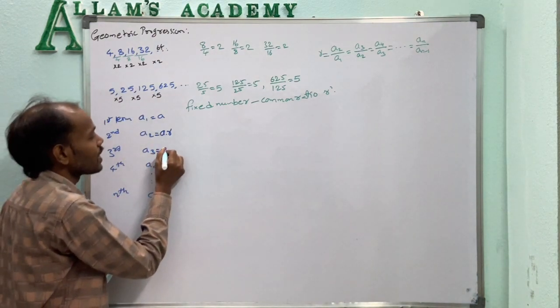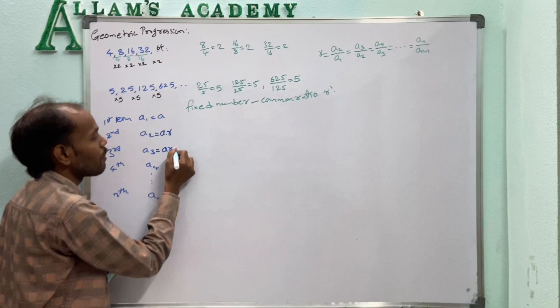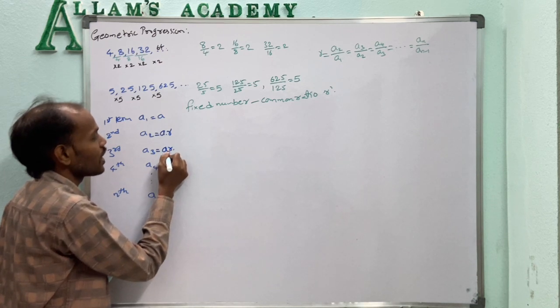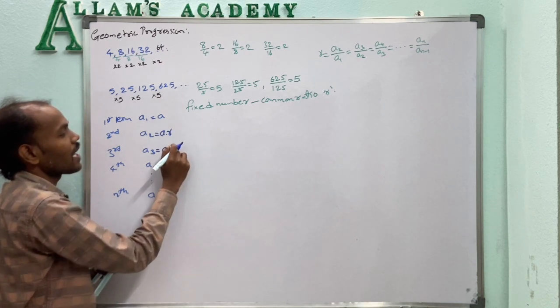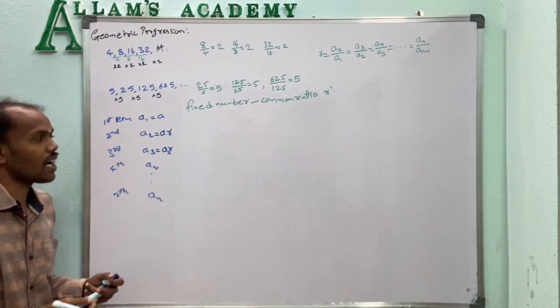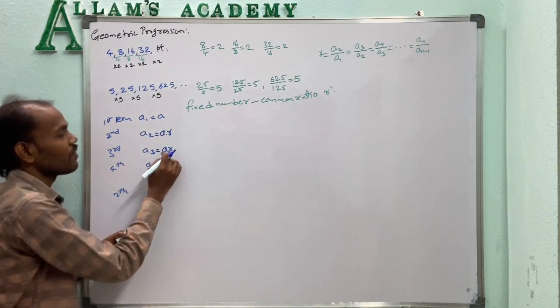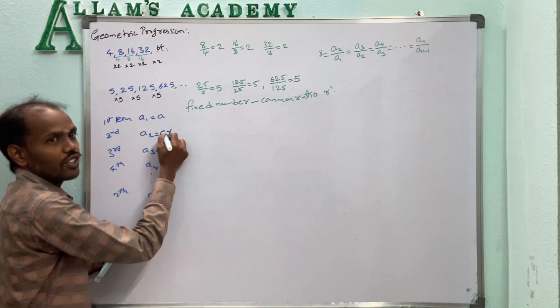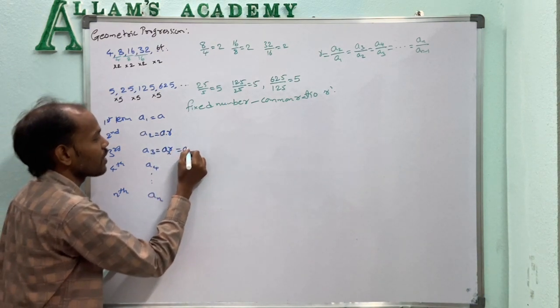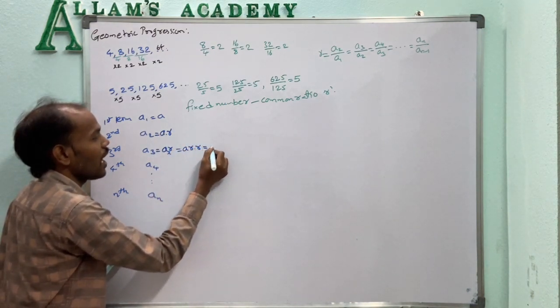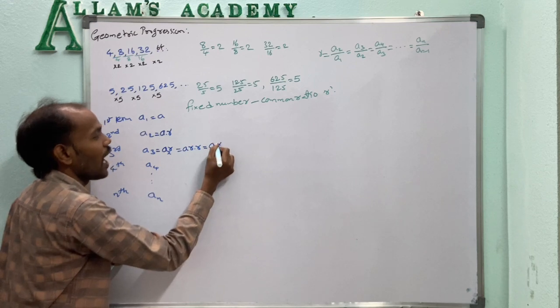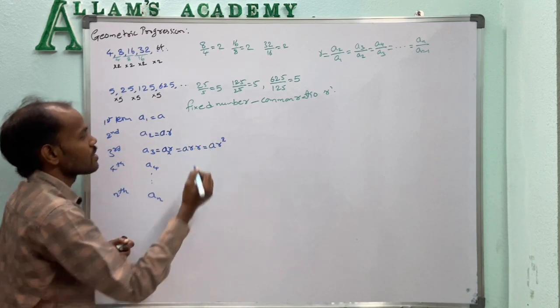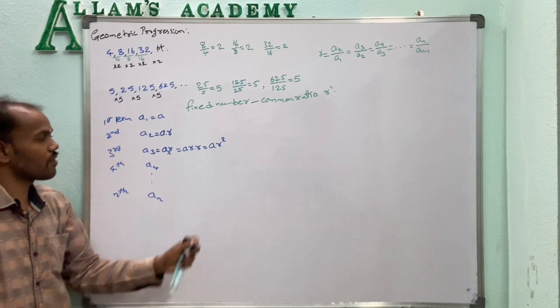Now here the second term is multiplied with the constant ratio r, then we get the third term. Here A2 is nothing but AR. So AR into R, that is equal to R into R, means R square, that is AR square.